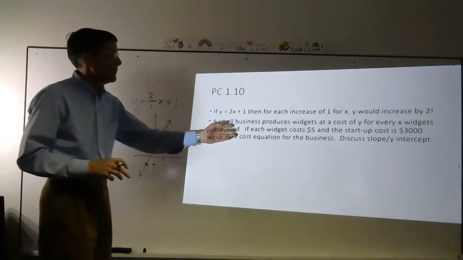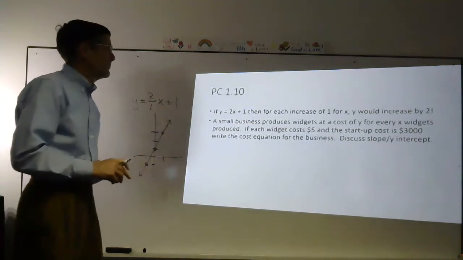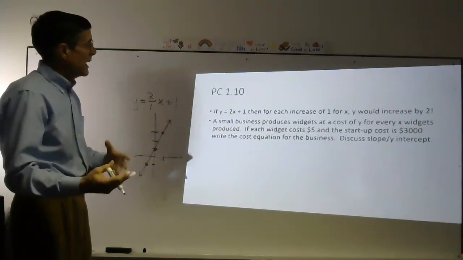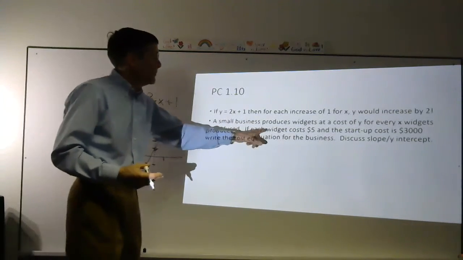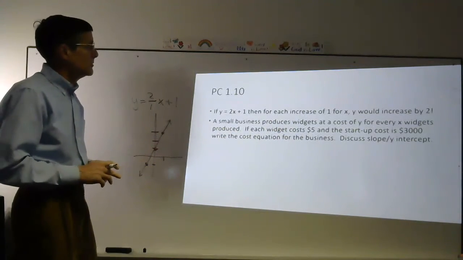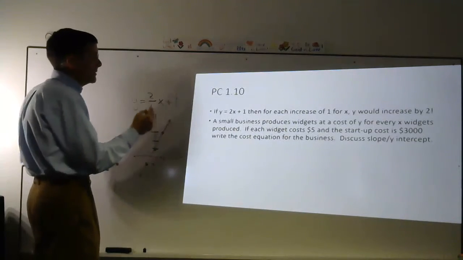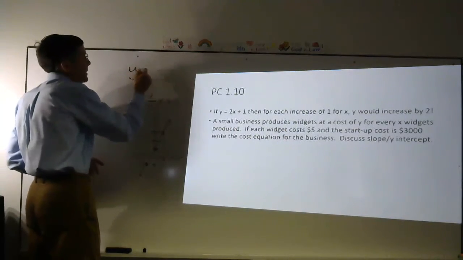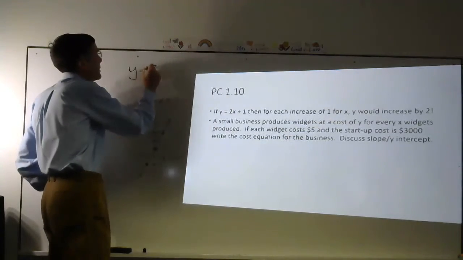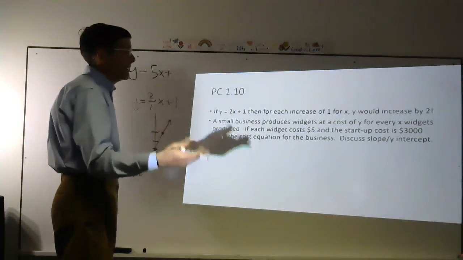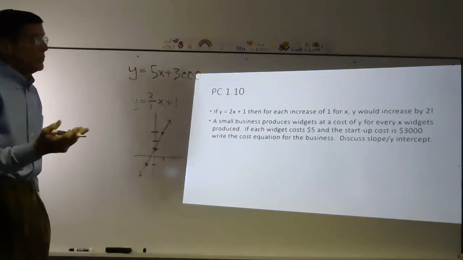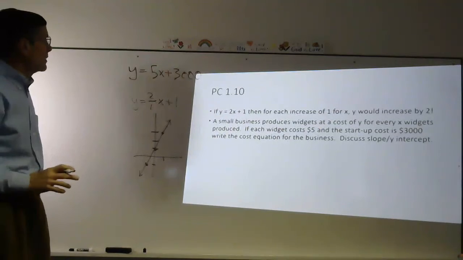Now, you should be able to answer a business type problem for me. A small business produces widgets at a cost of y for every x widgets produced. If each widget costs $5 and the startup cost was $3,000, write the cost equation for this business. So the cost of y widgets is equal to $5 for every x produced. 5 times x plus, what did it cost to start the business? $3,000.